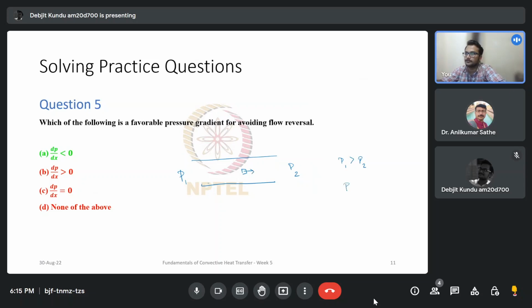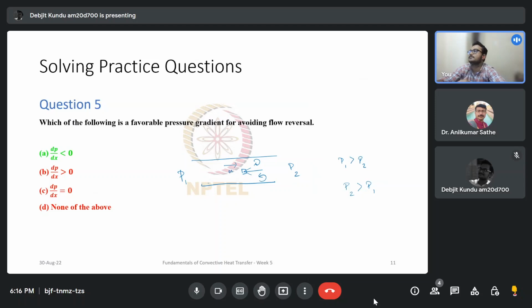Otherwise, if P2 is greater than P1 and the flow is in this direction, a flow element like this experiences a force in the reverse direction. So there's always a chance that the particle will turn back while moving. That causes flow reversal and eddies, and that's not desirable because it causes losses. In some cases they are desirable, but in most cases they are not, at least if you want to minimize pumping power.